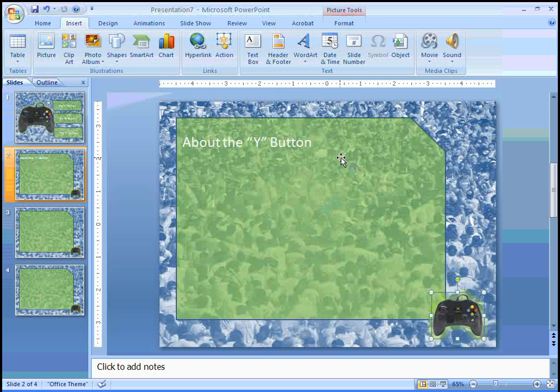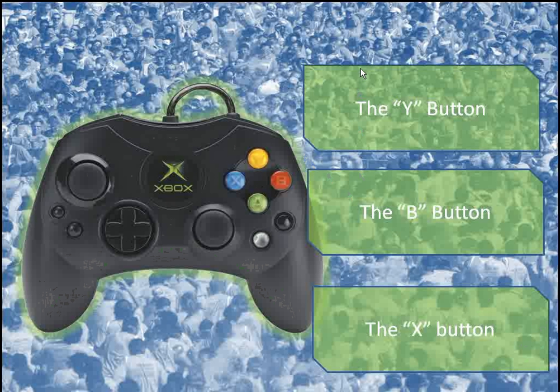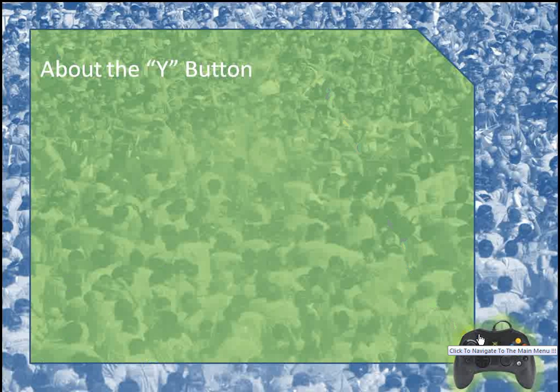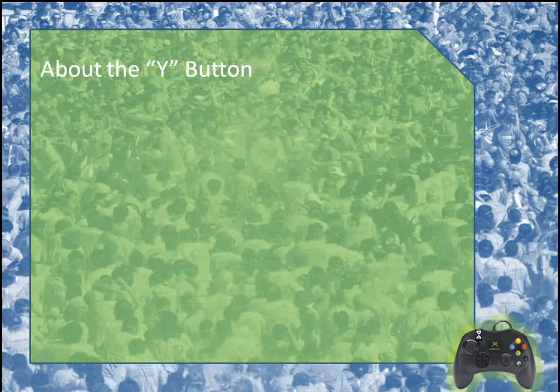and now that'll work. If we went and previewed our slideshow, we would now be able to roll over this, and click. That'll navigate to slide 2. Click here, and we'll navigate back to the main menu.